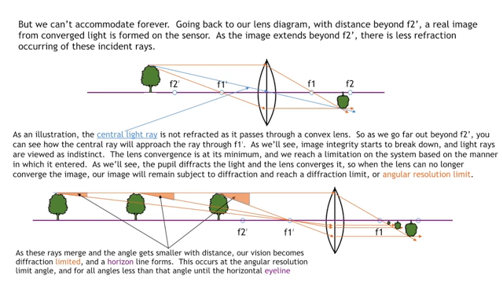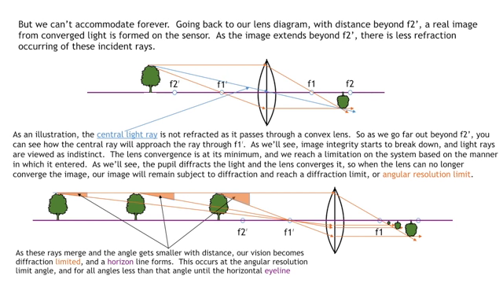So as we'll see, the pupil diffracts the light and the lens converges it. So when the lens can no longer converge the image, our image will remain subject to something called diffraction and will reach a diffraction limit or angular resolution limit. So again, I'm trying to illustrate that here below.